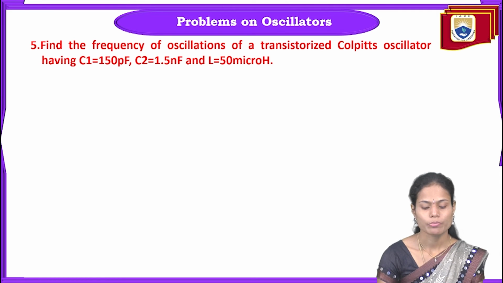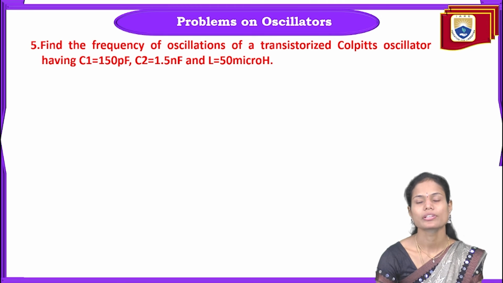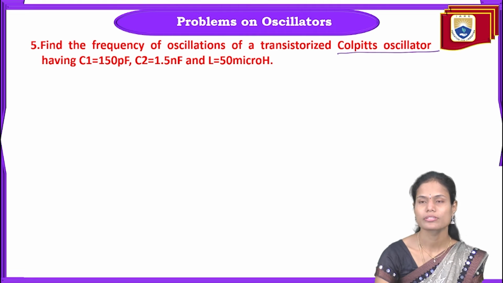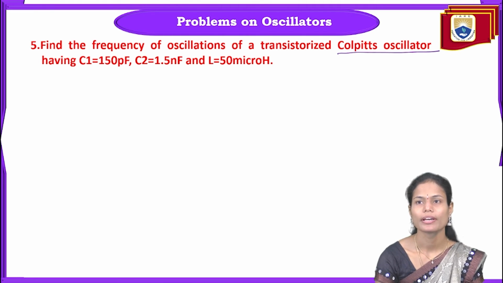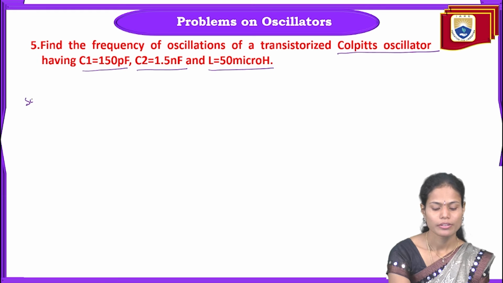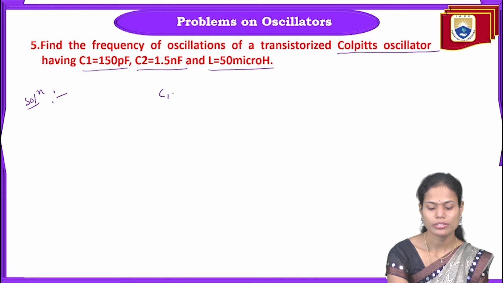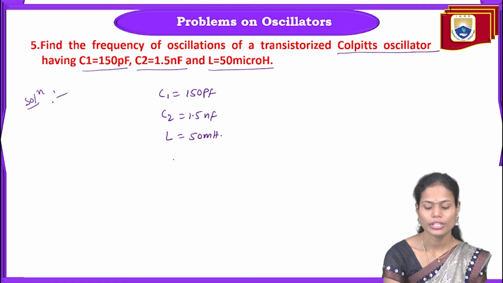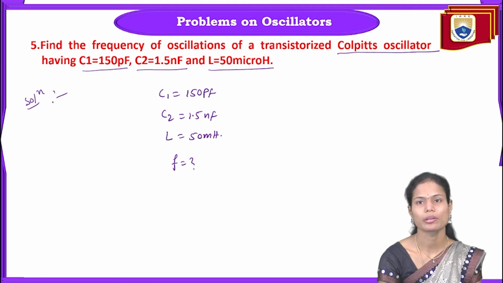Yes, while coming to the next problem, find the frequency of oscillations of a transistorized Colpitts oscillator. So here, this is the Colpitts oscillator, third type of oscillator, having C1 equal to 150 picofarads, C2 equal to 1.5 nanofarads, and the inductance is 50 microhenries. So here the given values are C1 150 picofarads, C2 is 1.5 nanofarads, and the inductance is 50 microhenries. So here we need to find the frequency of oscillation of this Colpitts oscillator.